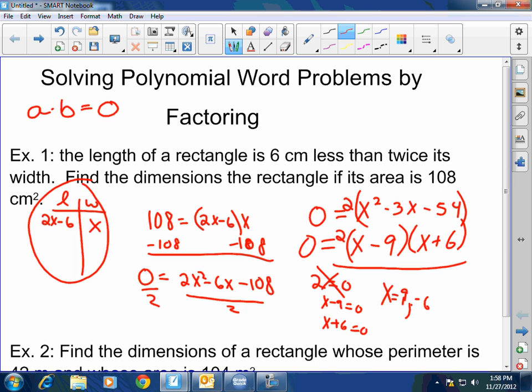So what are the dimensions? 9, and 18 minus 6 is 12. So this is a 12 centimeter by 9 centimeter rectangle.